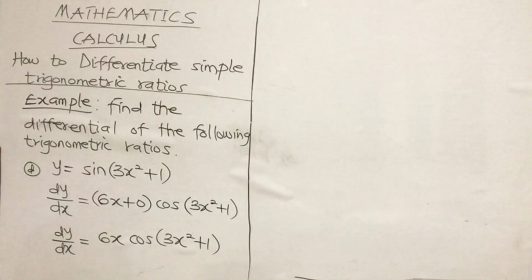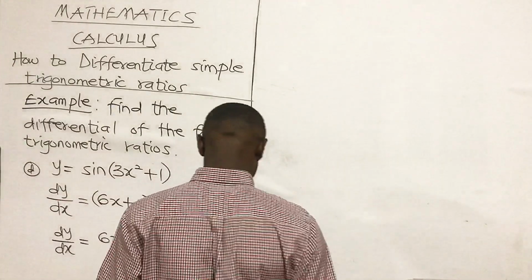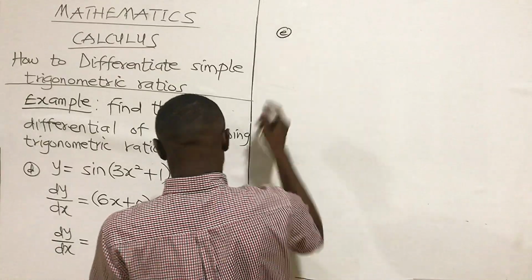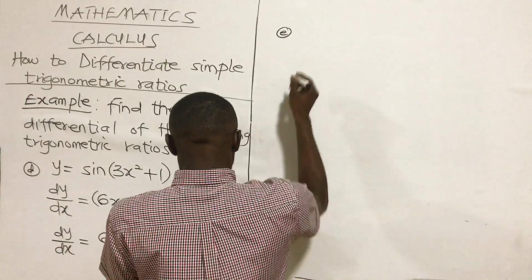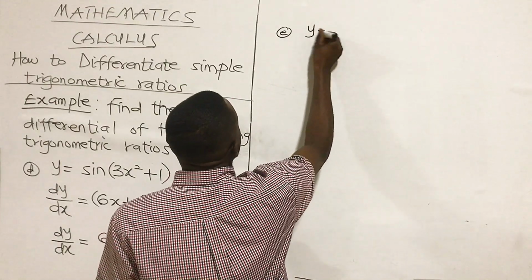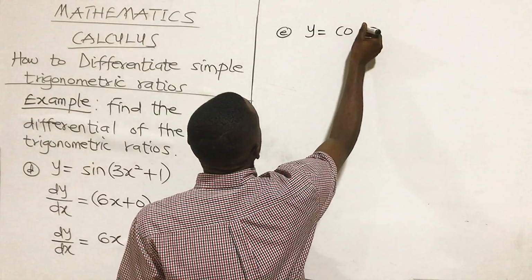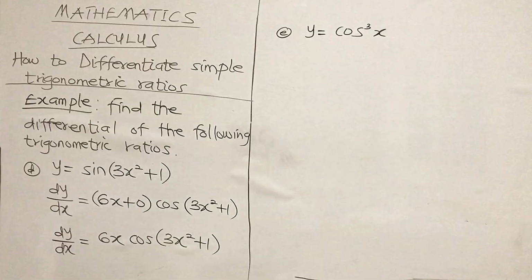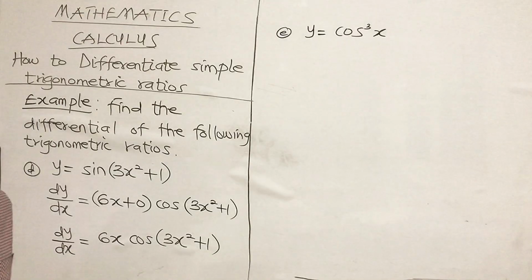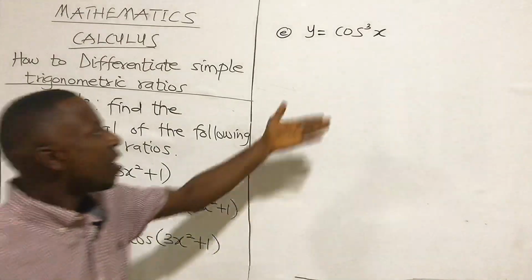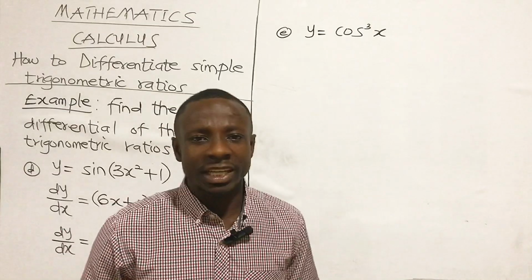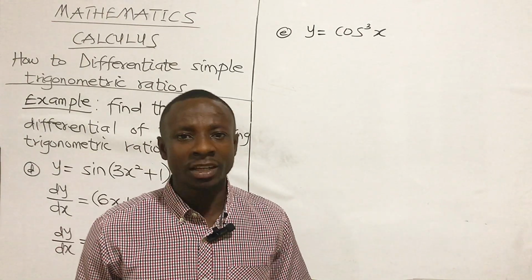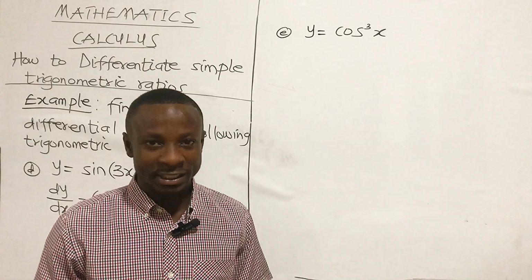The next example, E. We have y is equal to cos cube x. Over here, the trig is carrying an exponent. So from here, we have to make substitution.